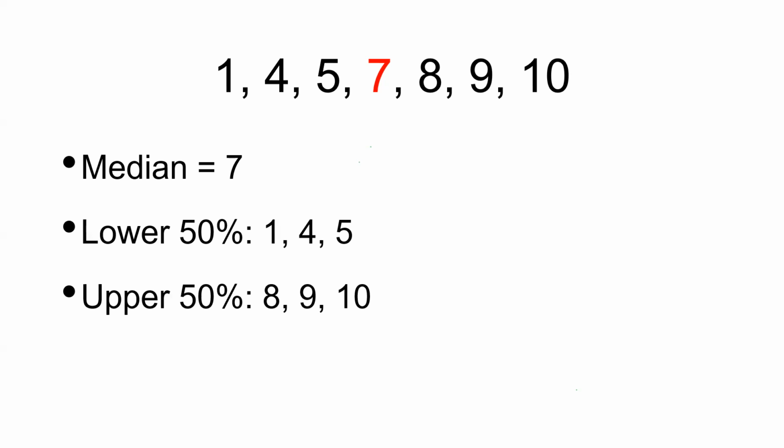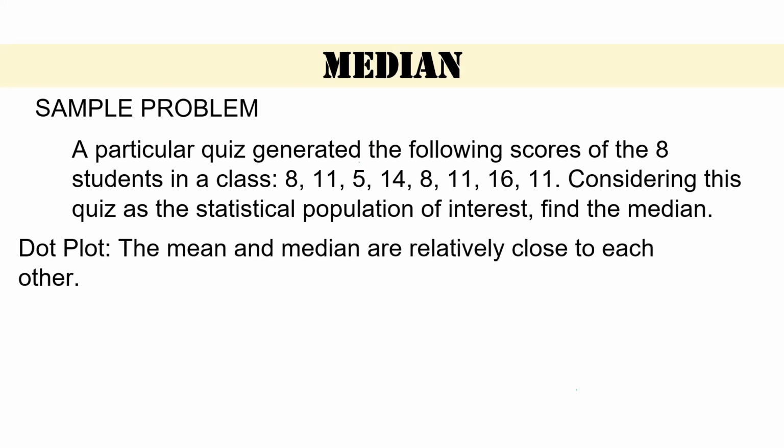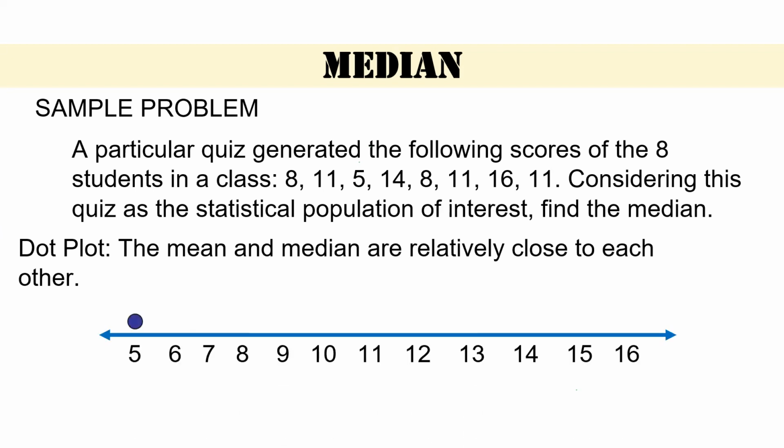Okay. Now, let's have the following. Using the same problem earlier, the same list, let's make what we call a dot plot. So we have here 5. The lowest score is 5 and the highest score is 16. So I list all the natural numbers from 5 to 16 on a number line. So 5, 6, 7, 8, all the way until 15, 16.